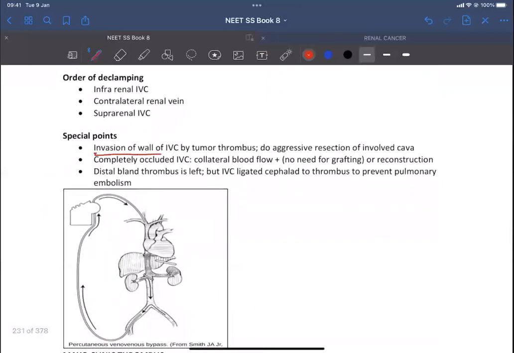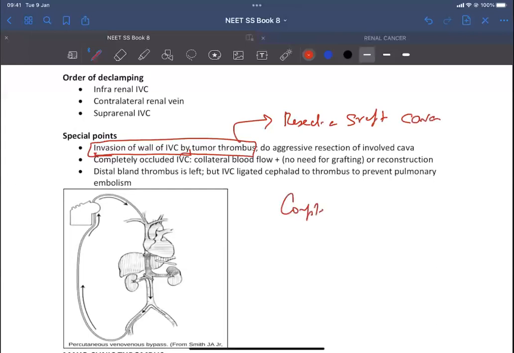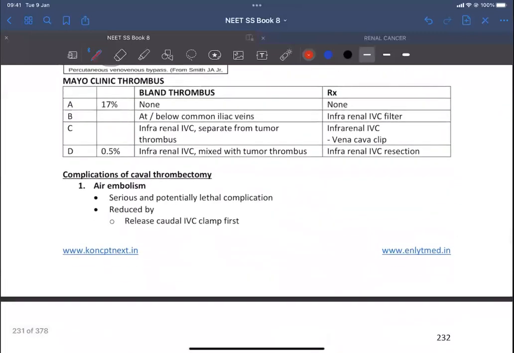So if there's invasion of IVC by tumor thrombus, then you can do an aggressive resection of the involved cava. Sometimes you may have to resect and graft the cava. If it is a complete occlusion, you may not need a graft. There will be a lot of collaterals, so you may not even need a graft in those cases.